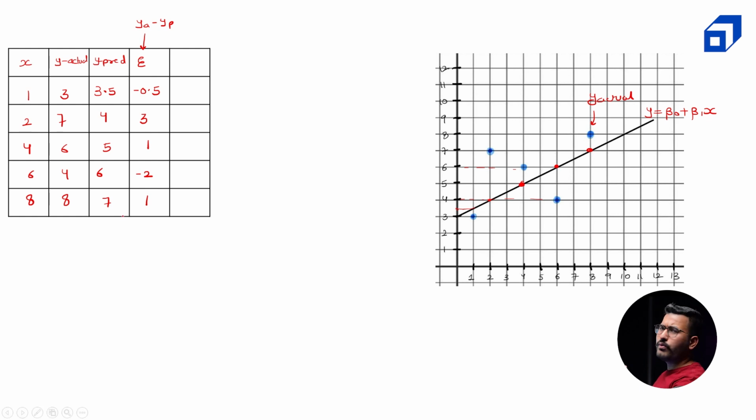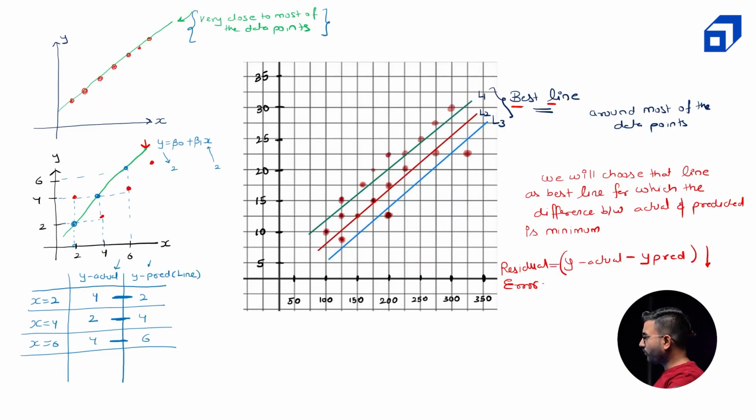Now, let's say I want to find out total error. Why? Because for each of these lines, I will fetch out the total error made by this line. So, what is the total error made by L1? What is the total error made by L2? What is the total error made by L3? And then among all these lines, I will pick that particular line for which the total error is minimum, right?